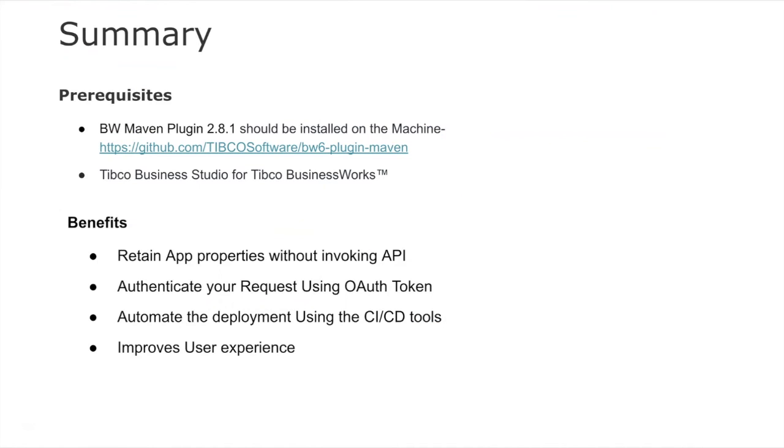To summarize, when deploying your application with Maven, there are two prerequisites. Make sure that you have the BusinessWorks Maven plugin 2.8.1 or later on your local machine, and you must have TIBCO Business Studio for BusinessWorks installed in order to use this feature. There are a lot of benefits to using Maven deployment, as it helps us retain app properties without invoking the API. Through Maven deployment, there is also no need to provide TIBCO Cloud Integration credentials, as our authentication is taken care of via the OAuth token.